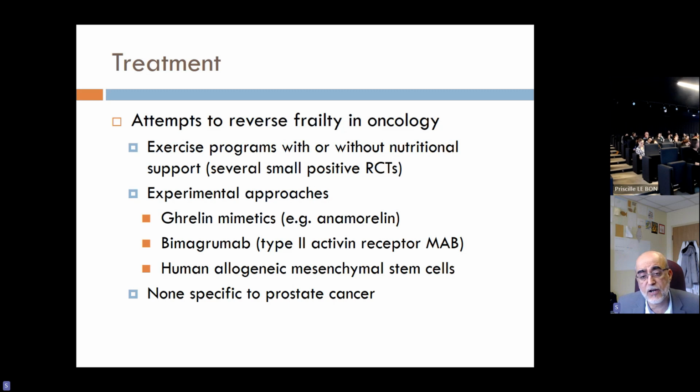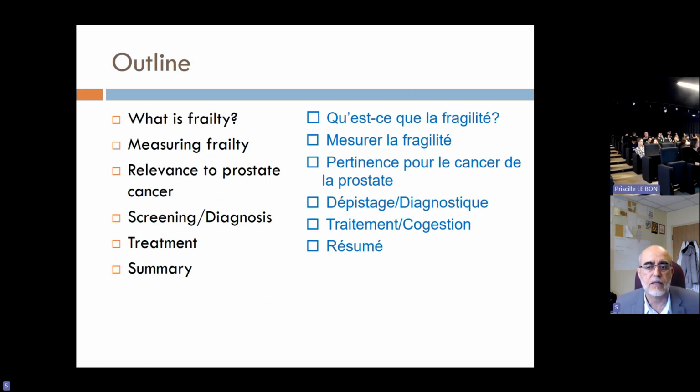There are several experimental approaches, such as using ghrelin mimetics like anamorelin, or a type 2 activin receptor monoclonal antibody like bimagrumab, as well as some very preliminary data with human allogeneic mesenchymal stem cells. But none of these studies are in the prostate cancer setting, so we have a lot more to learn.